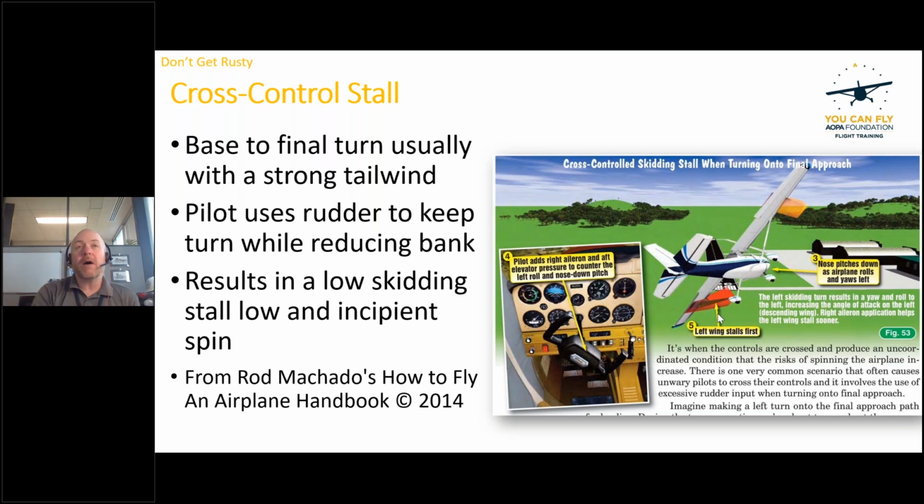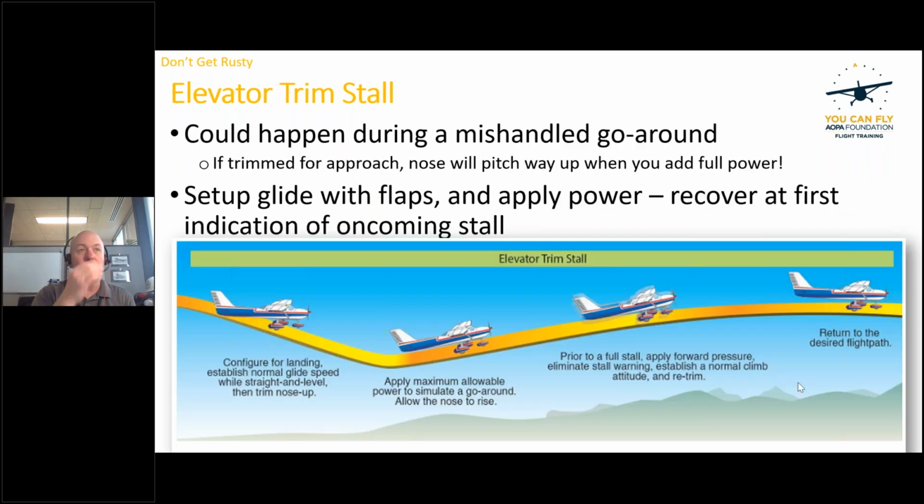So you can read more about this both in the Airplane Flying Handbook from the FAA, which is a link in the handout. You can read about it. They just don't have a picture of it. Or in Rod's book as well, he goes into some good details. But this is that low skidding turn, and it's scary if that were to happen.